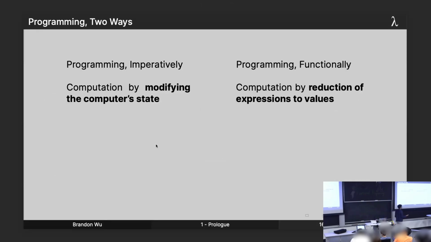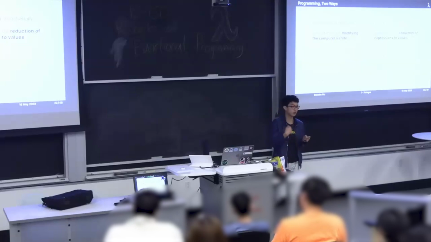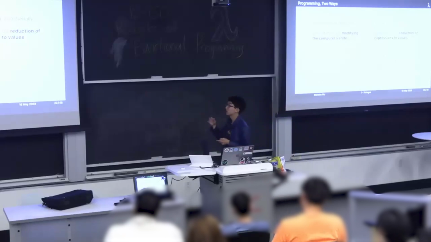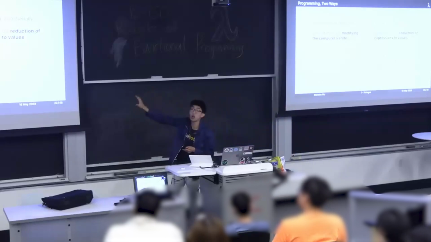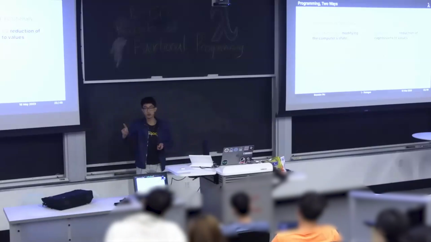So two ways of programming, all right? We've got imperatively, we've got functionally. In an imperative program, computation is by modifying the computer's state. Basically, you hit the computer in the head a bunch of times and you get to change its mind about whatever it's thinking, and then eventually it spits out an answer to you. And you just have to keep doing that until you get the answer you want. But it's possible that something else might mess with it. In functional programming, we say that computation is by reduction of expressions to values. And I haven't defined any of those for you yet, but I will in a hot second here.